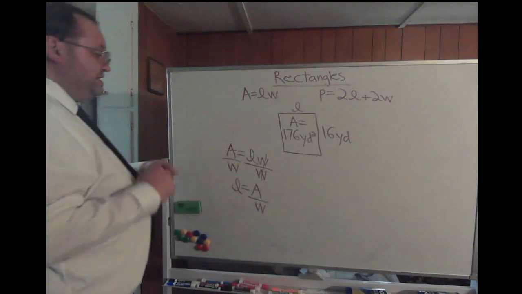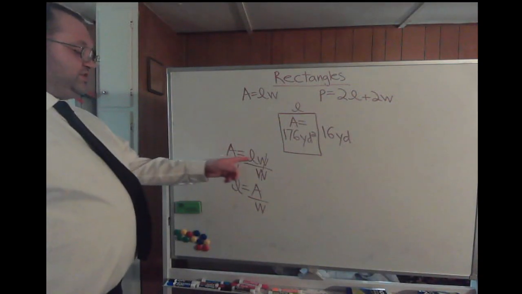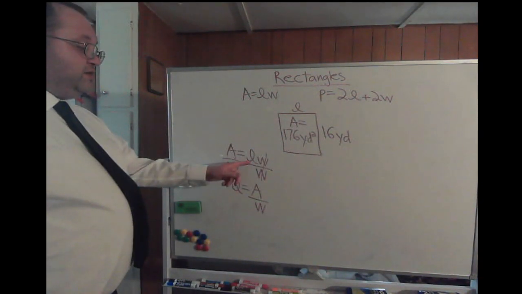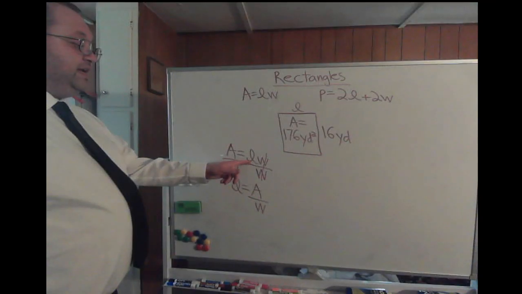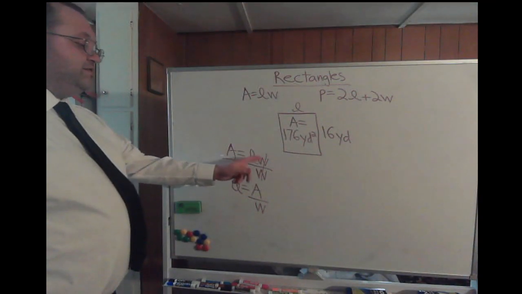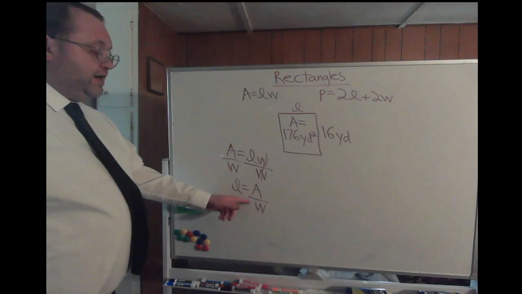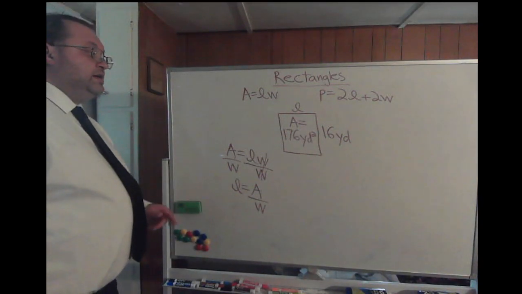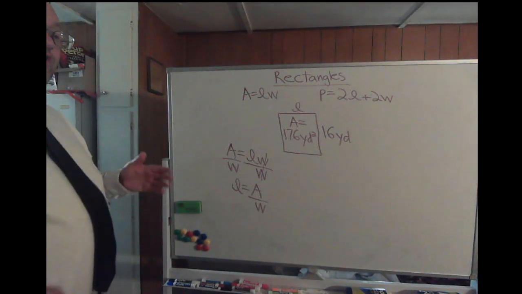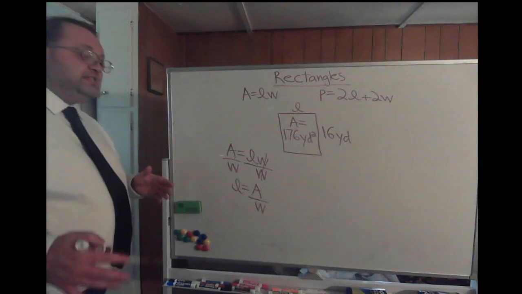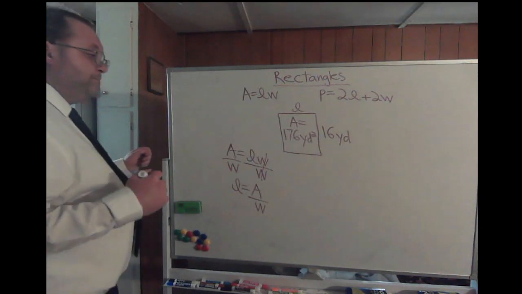So you see how I did that? The area equals length times width. I did not know the length, so I want to solve for the length. I got to get that L by itself, so I divide both sides by W. L just equals the area over the width. So that's how you can play with these formulas and manipulate them to find missing information you don't know.